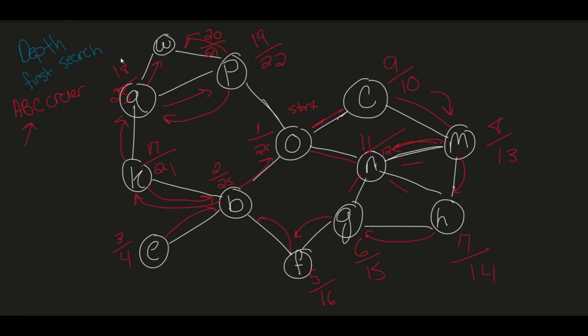So this was depth first search, and as you can see, it goes deeper and deeper and deeper from each node until it visits all of the nodes and then backtracks.